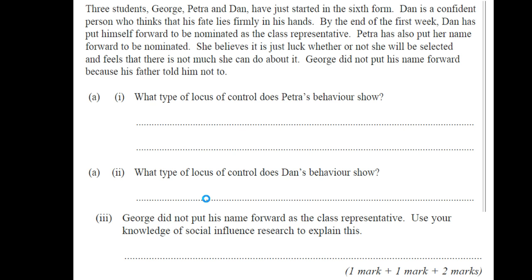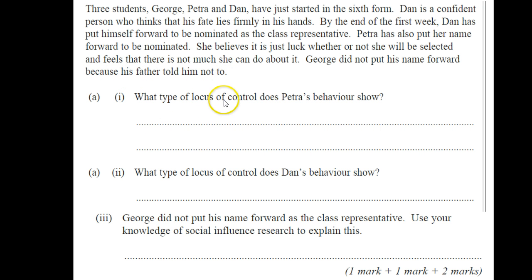Three students, George, Petra, and Dan, have just started in a 6th form. Dan is a confident person who thinks that his fate lies firmly in his hands. So I'll highlight there, his fate lies firmly in his hands. Okay, so he's responsible for his change. So Dan, to me, would already have an internal locus of control. By the end of the first week, Dan has put himself forward to be nominated as a class representative. Petra has also put her name forward to be nominated. She believes it is just luck. So I'll highlight here, she believes it is just luck. So to me, Petra seems like she has an external locus of control, whether or not she'll be selected, and feels that there is not much she can do about it. George did not put his name forward because his father told him not to. To me, that's straightforward obedience.